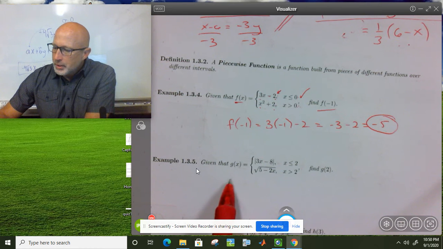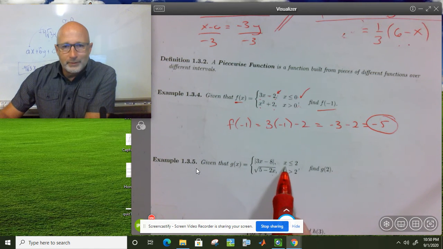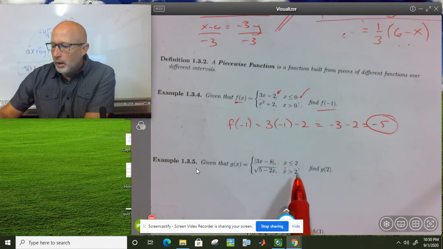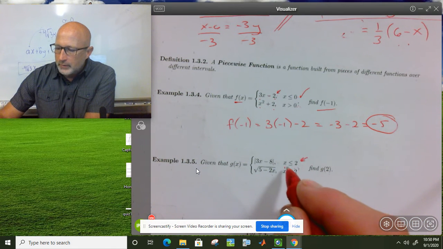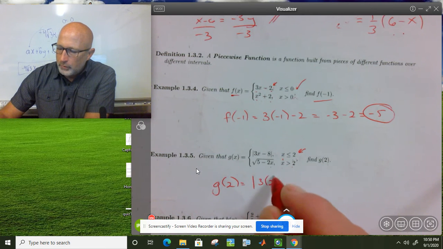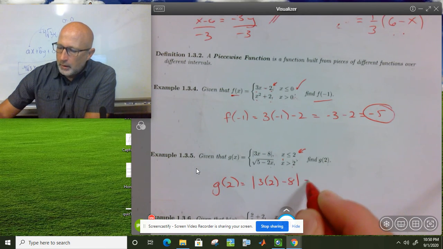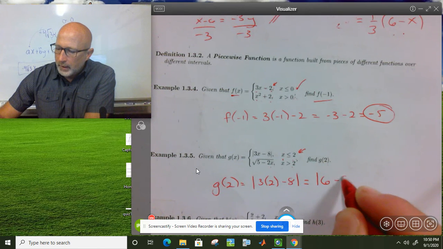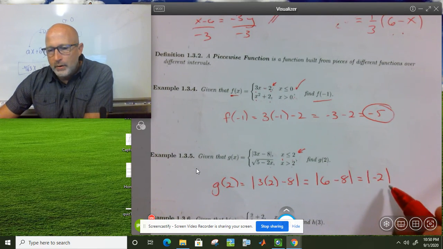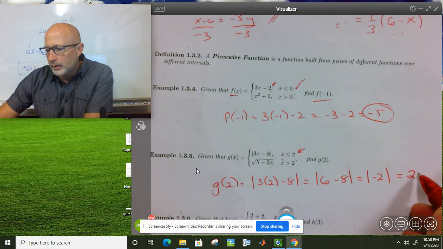Given that g of x is equal to this stuff, you have the absolute value of 3x minus 8 when x is less than or equal to 2, and then something else when x is greater than 2. You want to find g of 2. Well, we're going to use this top equation because it's less than or equal to 2. So I have g of 2 is equal to the absolute value of 3 times 2 minus 8, which is equal to 6 minus 8, which is equal to the absolute value of negative 2. Remember, absolute value always has to be positive, so it is 2.